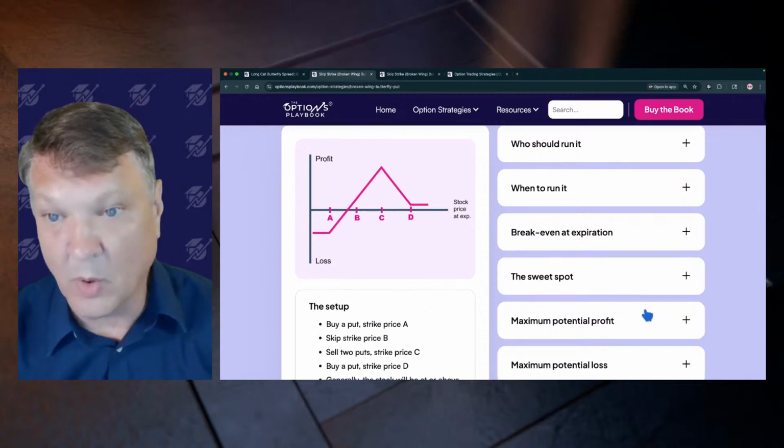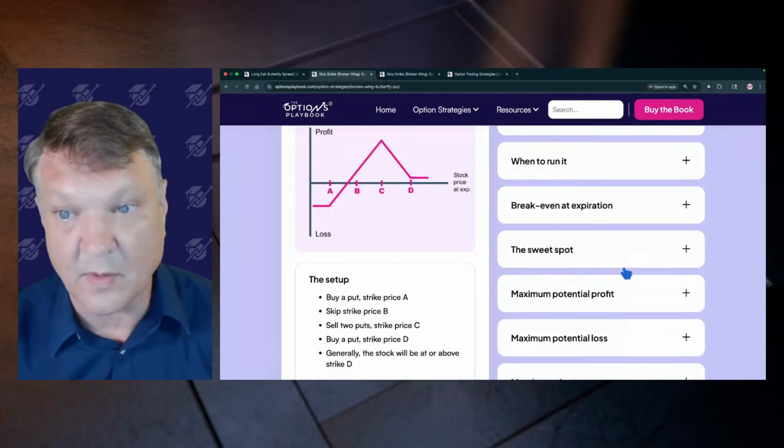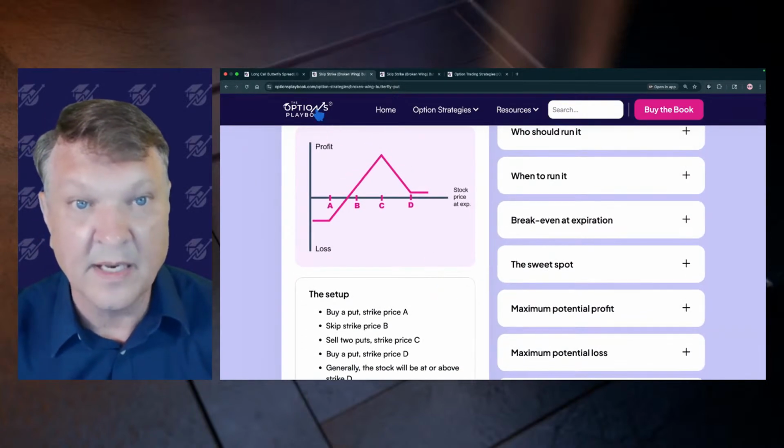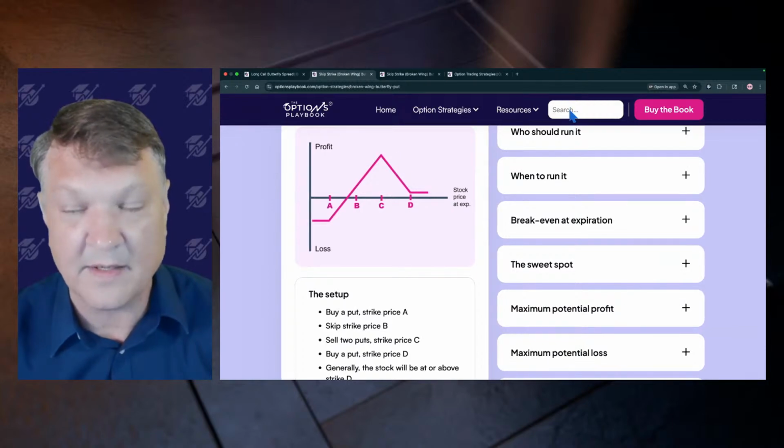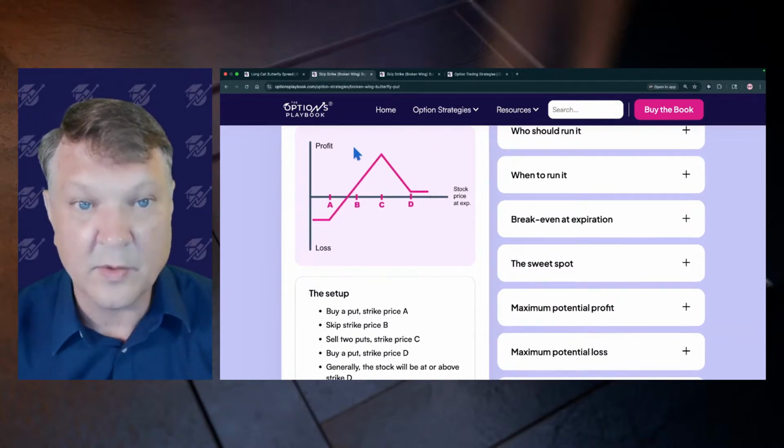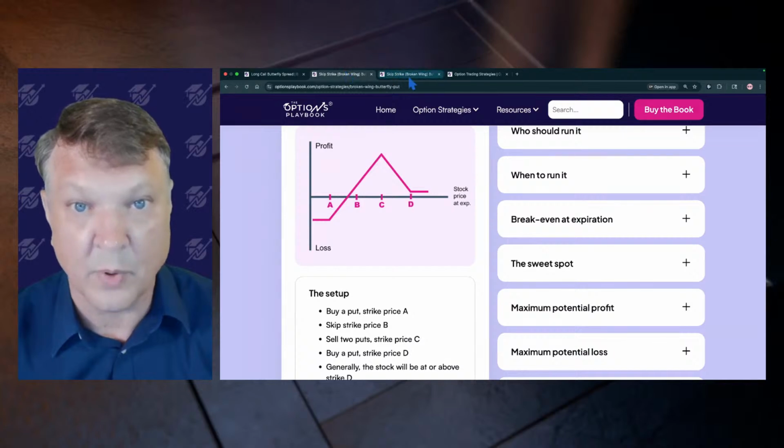And if you want to read more about that, you can go and open up these little boxes on the side. But Options Playbook, just type in skip strike in the search box, and you'll get the offerings for the call and for the puts. And then we're going to flip the script. This whole thing's just going to flip.